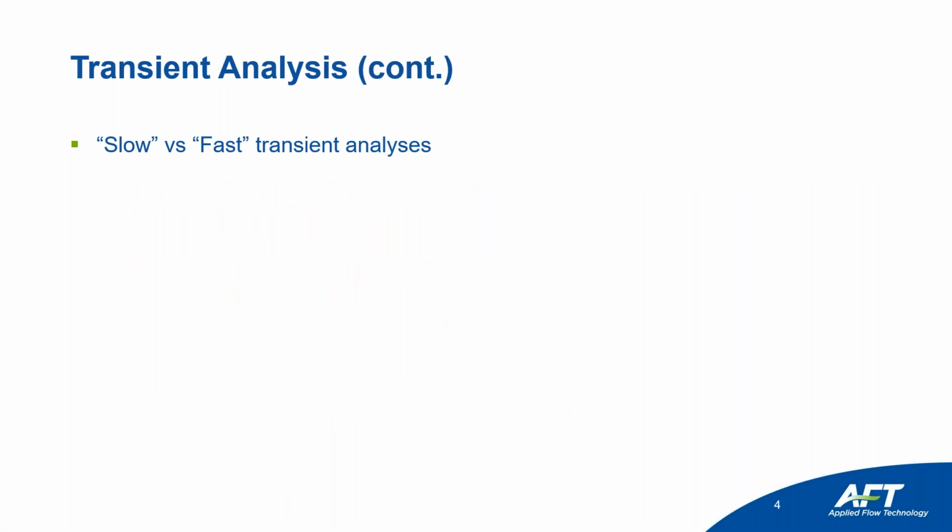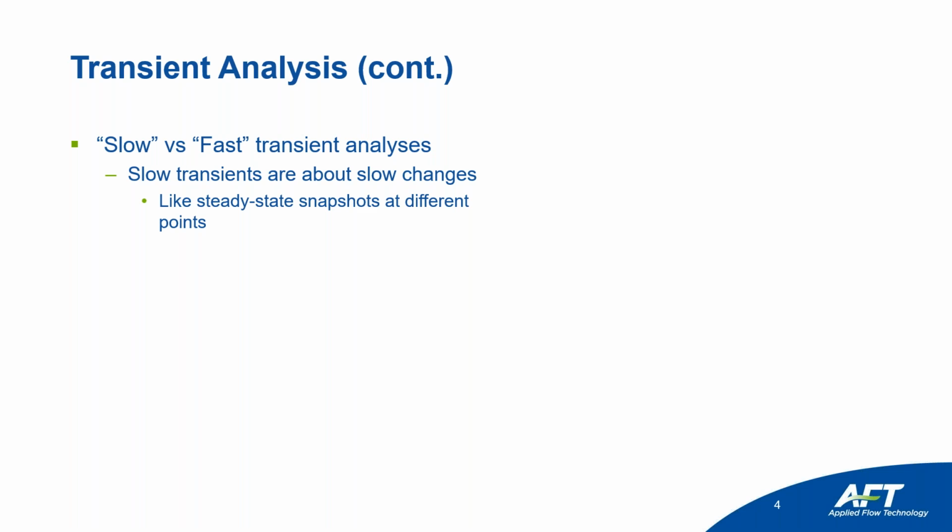And another thing to talk about with transient analyses is that there are slow and fast transient analyses, or slow and fast transients. Well, in layman's terms, slow really means just slow transients. They're about slow changes. And I specifically decided to name this transient analyses. You can do slow analyses because you could have the same event and you look at it through the lens of a slow or fast transient. But the slow transient, or these slow transient analyses, they're like steady state snapshots, right, at different points in time.